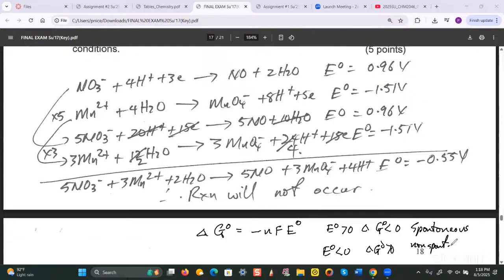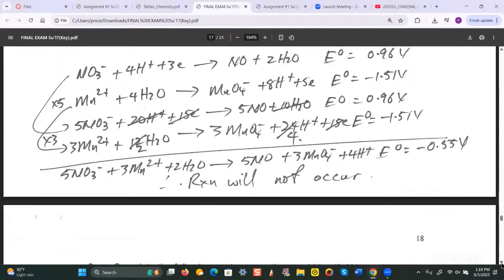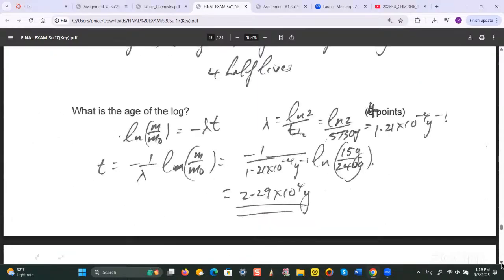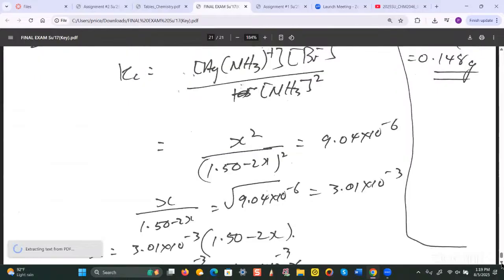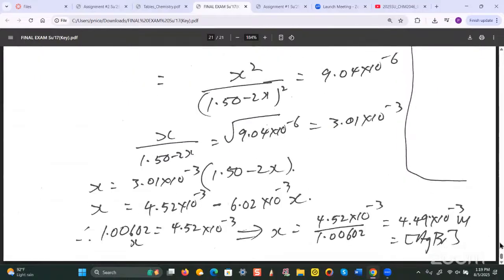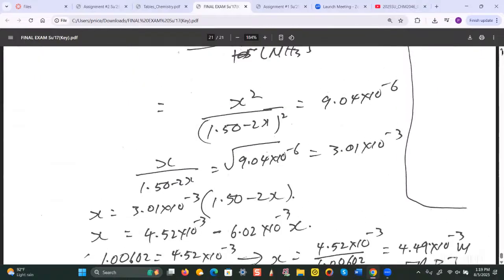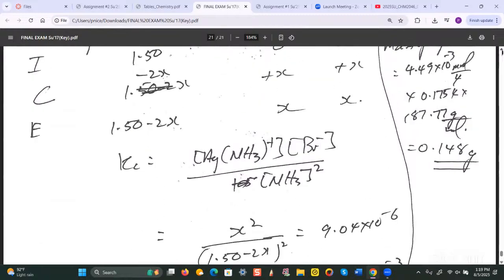Okay, any other questions? The question on the last page. On the last page, okay, let me clear this. Okay, I think we did this one. Where did we do this? I think this was in the assignment, if I'm not mistaken.